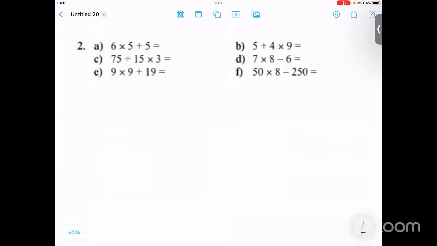Before you give me the answer for that, I just want to ask, what are we going to start with? Are we going to multiply 6 with 5 and then add a 5, or are we going to add 5 and 5 and multiply whatever we get with 6? Or what is it that we're going to do?